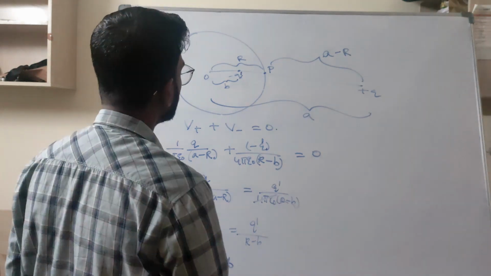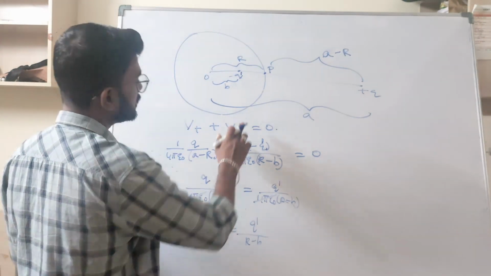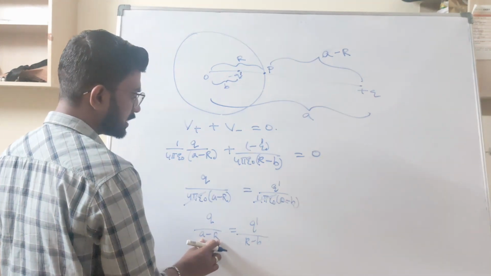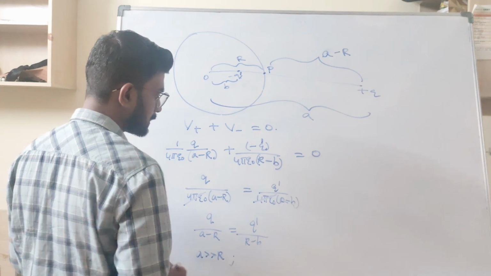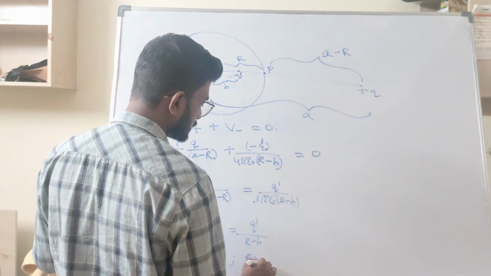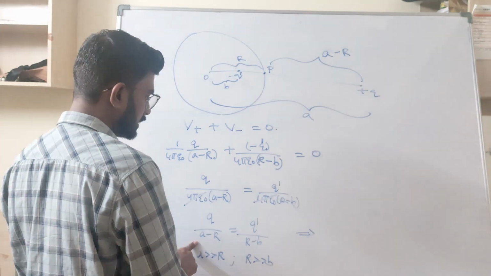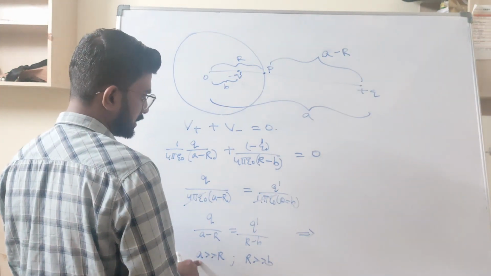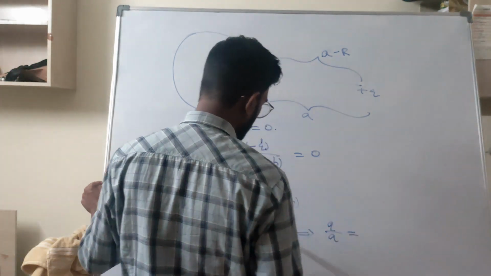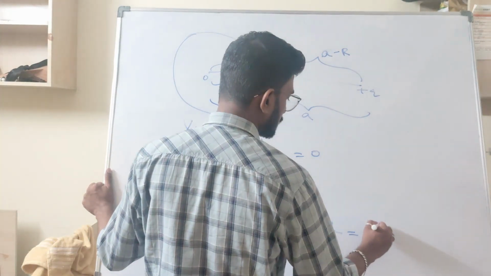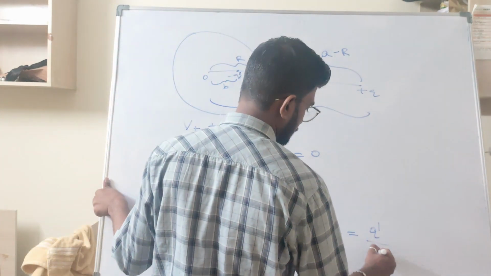Here you can take the two conditions. A is very large, comparing a with r and b. So a is very large compared to r, and r is very large compared to b. So you can apply this as, in the place of a minus r you can take a, because a was very large compared to r. So q by a is equal to q dash by r minus b. No, r is very large, so r.